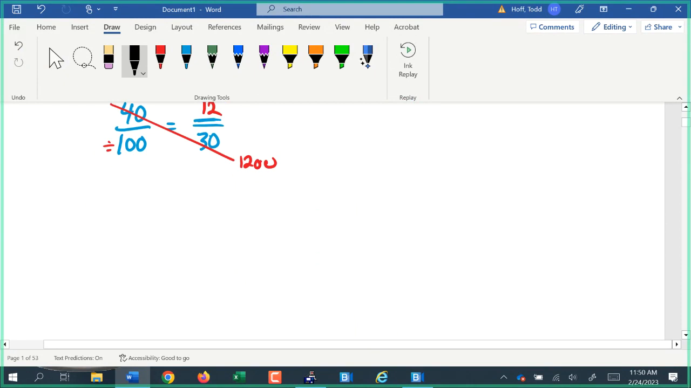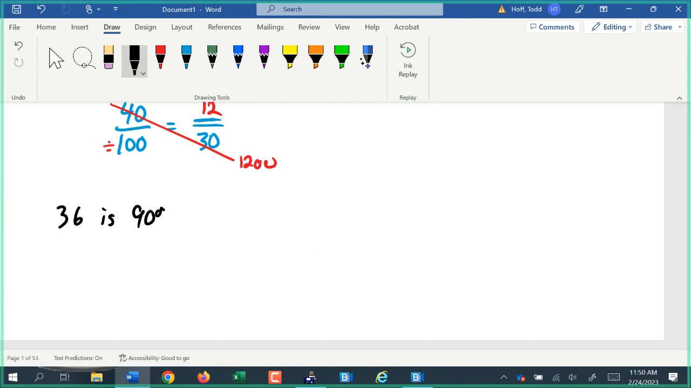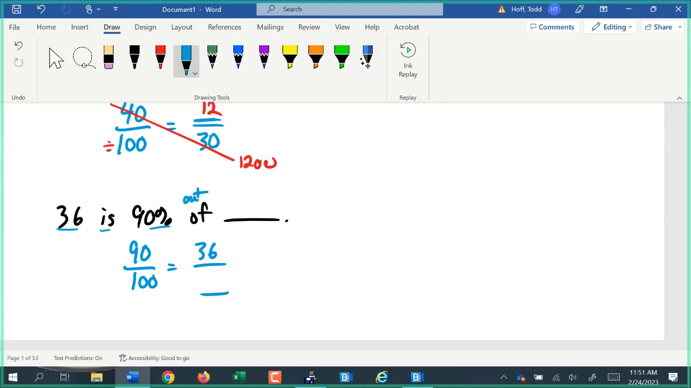This took on many forms. We might have 36 is 90% of blank. So again, 90% is 90 out of 100. Here, 36 is 90%. That implies the 36 goes with the 90. Of blank, again, if we read that as out of blank, that implies the missing number goes on bottom. And again, we cross multiply and divide. Now here, the two numbers that are diagonal are in this direction. 100 times 36 is 3,600. Then we divide by 90 to get 40. So 36 is 90% of 40.